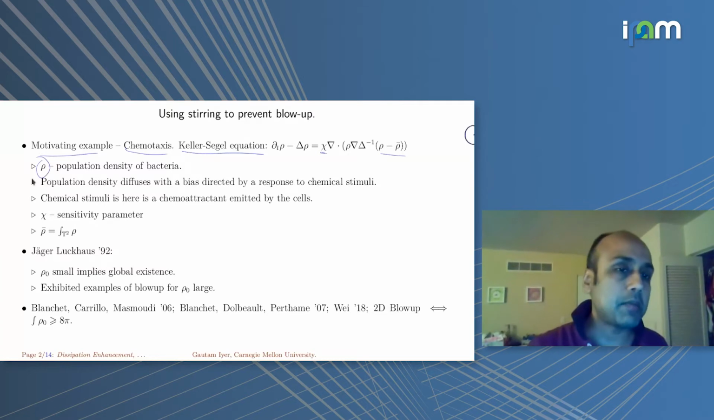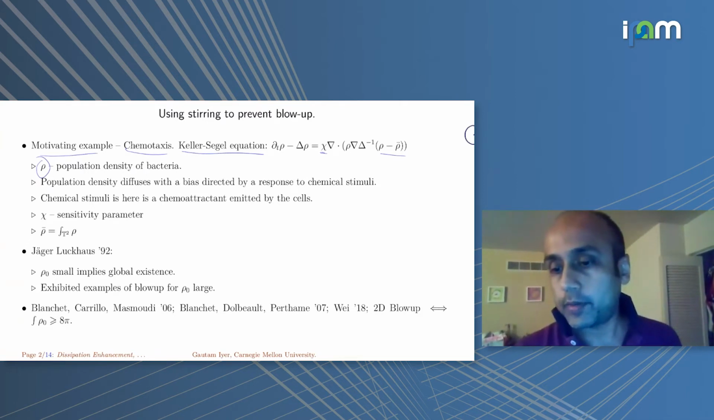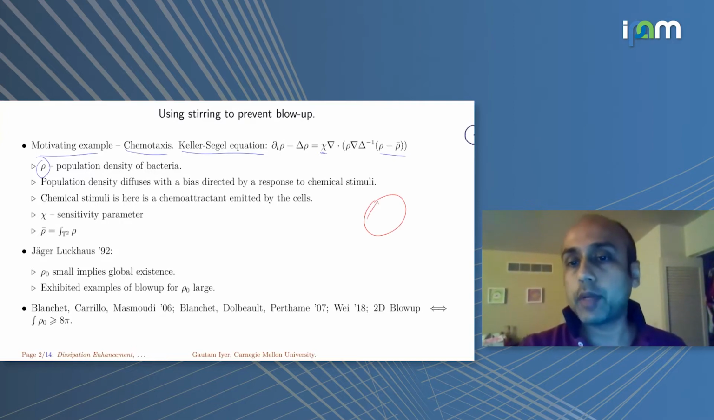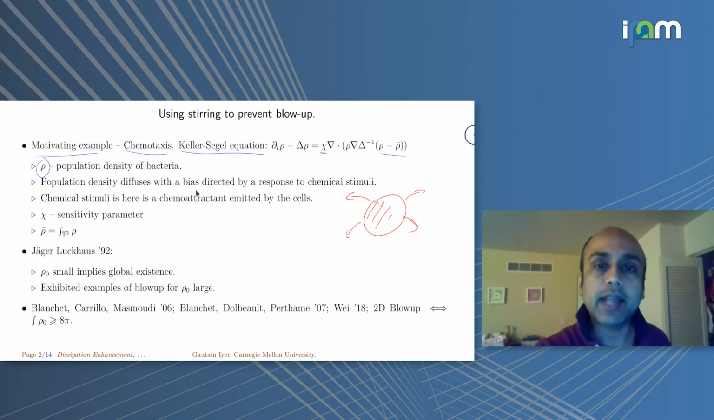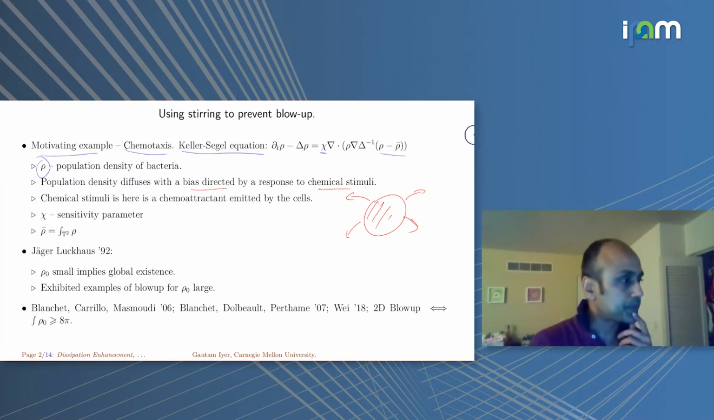Rho is modeling the population density of, let's say, an organism, let's say bacteria, right? How does population evolve? Well, normally I have diffusion. So if I have one blob of bacteria, it wants to diffuse out, yeah? But in this chemotaxis model, what happens is, okay, the bacteria secretes a chemoattractant, which is some chemical. And this chemical is sensed by the bacteria, and the gradient of this chemical potential drives the evolution, right? So the density evolves, and there's a bias. The bias is directed by response to this chemical stimulation, right?